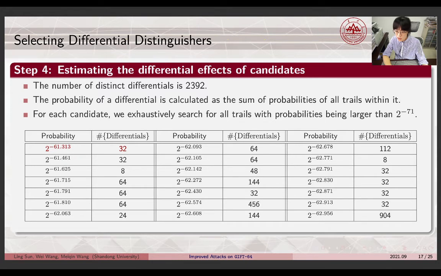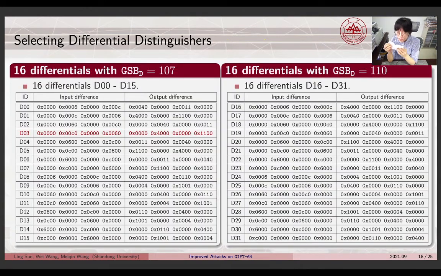for all differential trios within each differential with probabilities larger than 2^-71. The distribution for the number of differentials with distinct probabilities is listed in the table. With this result, we narrow the range of candidate distinguishers to the 32 differentials with probabilities being 2^-61.313.